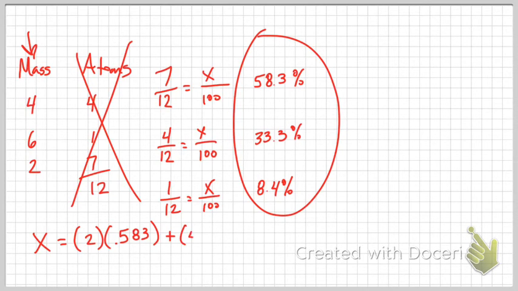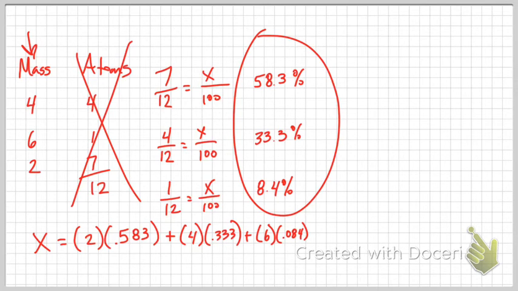I need to multiply the mass of isotope 4 times the percent in the form of a decimal, so 33.3 changes to 0.333. And the last and heaviest, isotope 6, is multiplied by its percent, moving the decimal 2 places to the left, which is 0.084. That's what it would look like, because average atomic mass is mass times percent in the form of a decimal.